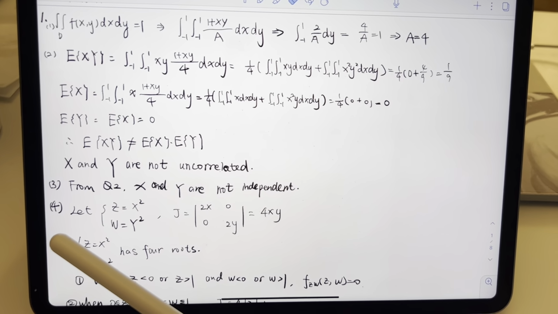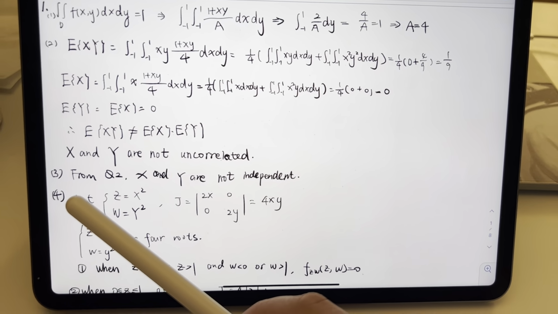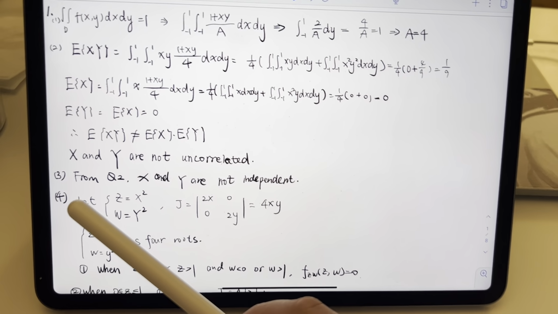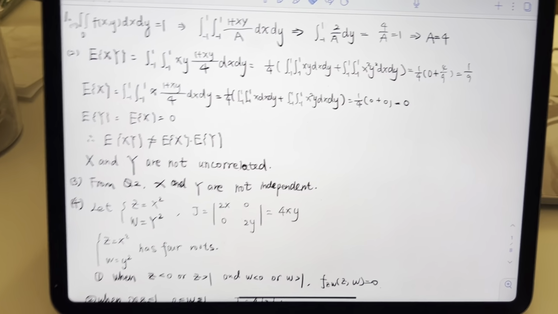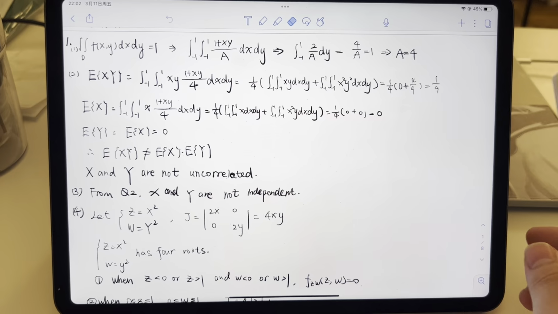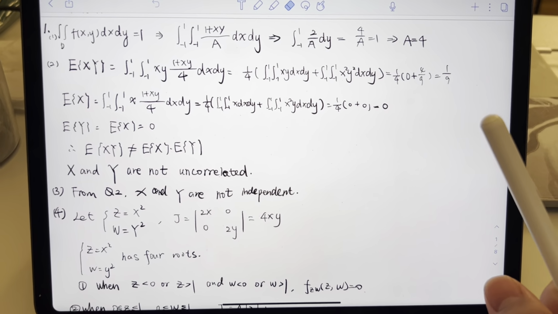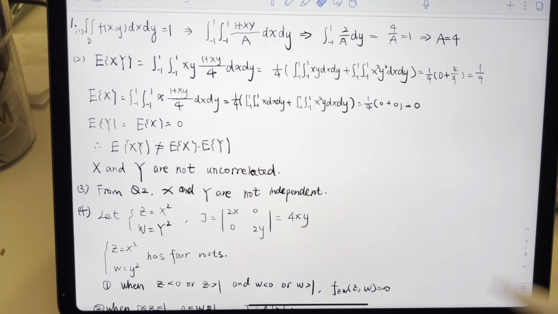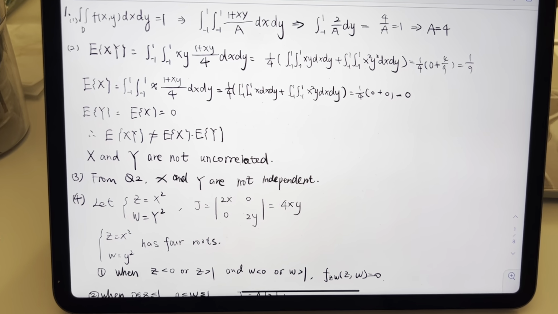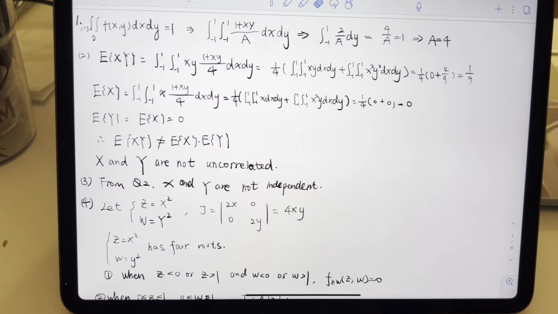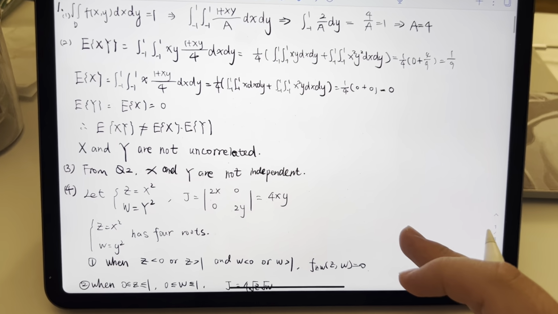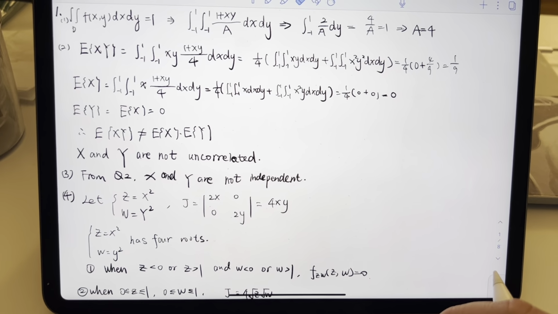For the third question, it asks us to find whether x and y are independent or not. So if x and y are independent, it means that f_X multiplied by f_Y equals f_XY. So from question 2, we know that they are not independent.